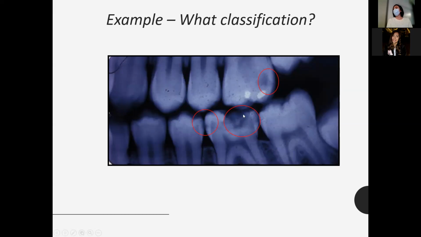This one here, this one. Yeah, so this one would be then 14 and it's a class 4. So here's the pulp chamber. Here's the pulp chamber here, and then you can see how close this shadow is to the pulp chamber. That's a class 4.